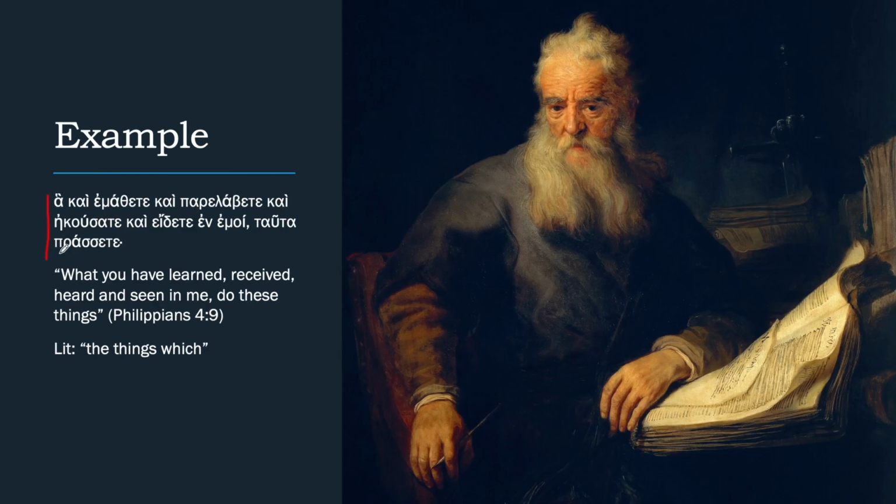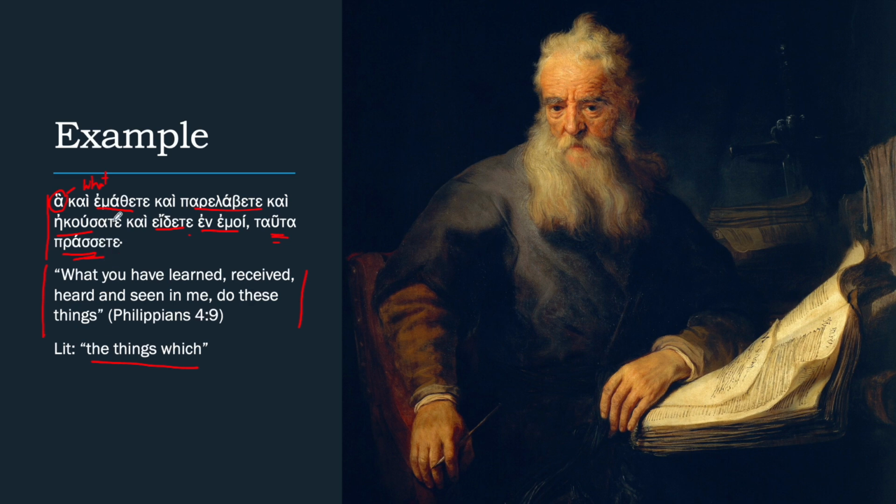And this is showing you sometimes how we need to make minor adjustments in how we translate. So this is Rembrandt's painting of the Apostle Paul writing at his desk, and this is a wonderful verse from Philippians 4:9. Ha kai emathete kai parelabete kai ekousate kai eidete en emoi, tauta prassete. There's your relative pronoun. Literally the things which, what we translate, what you have learned and received and heard and seen in me, do these things.